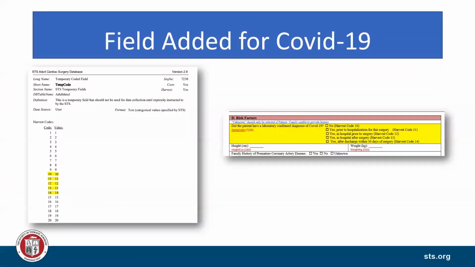So the question is, did the patient have a laboratory confirmed diagnosis? We're not asking was the patient tested. We're asking, did the patient have a laboratory confirmed diagnosis? So if the patient did not have a laboratory diagnosis, or the patient was not tested, you cannot code yes. You have to code no to that question.